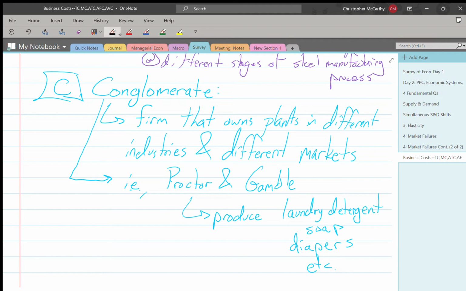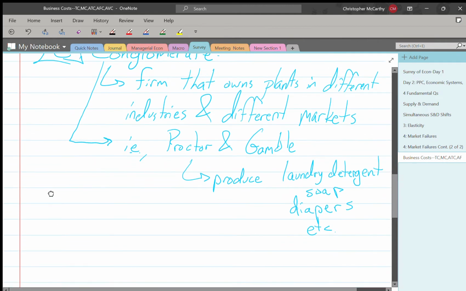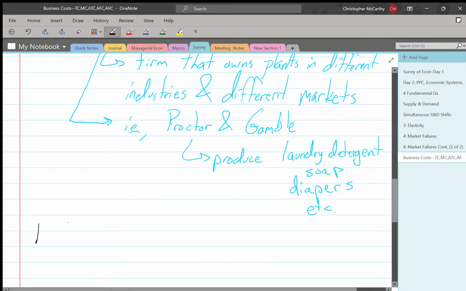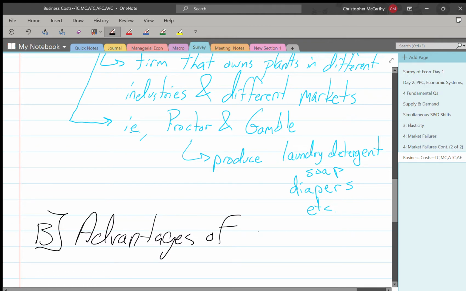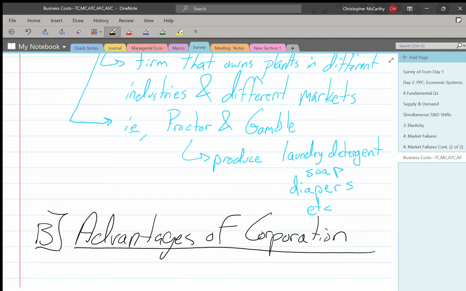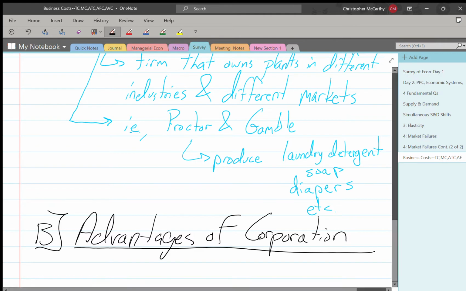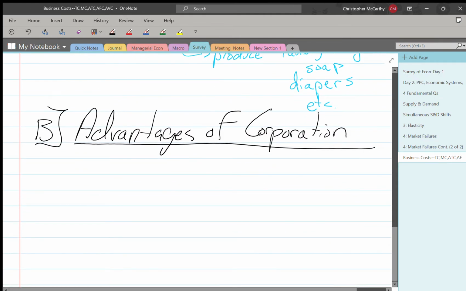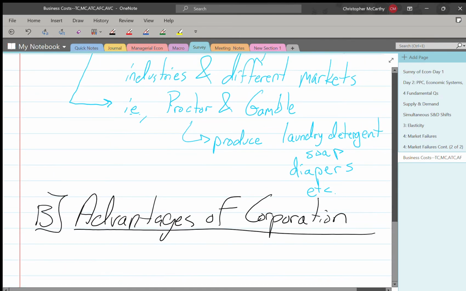So why do these organizations persist, right? What's the advantage of using a corporation? Because at the end of the day, if you're just doing something on your own, if you're mowing lawns, if you're doing tutoring, you can just be a sole proprietorship. You can just work for yourself and have that be pass-through income, right? So why would you go ahead and actually incorporate?